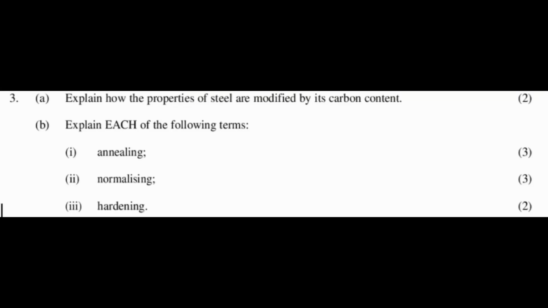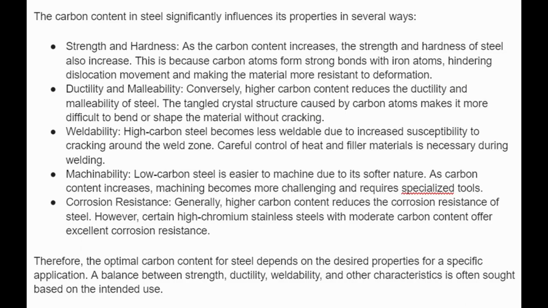Explain how the properties of steel are modified by its carbon content. Explain each of the following terms. 1. Annealing. 2. Normalizing. 3. Hardening. Steel properties and carbon content.